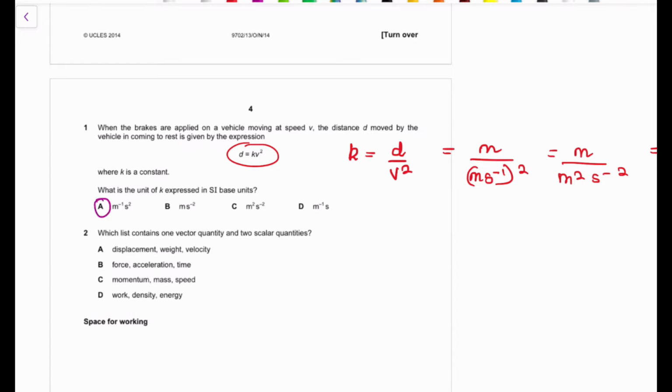So that's very important. Whenever you're asked a question that relates to SI base units, you just want to make that thing the subject of the formula. Very important.